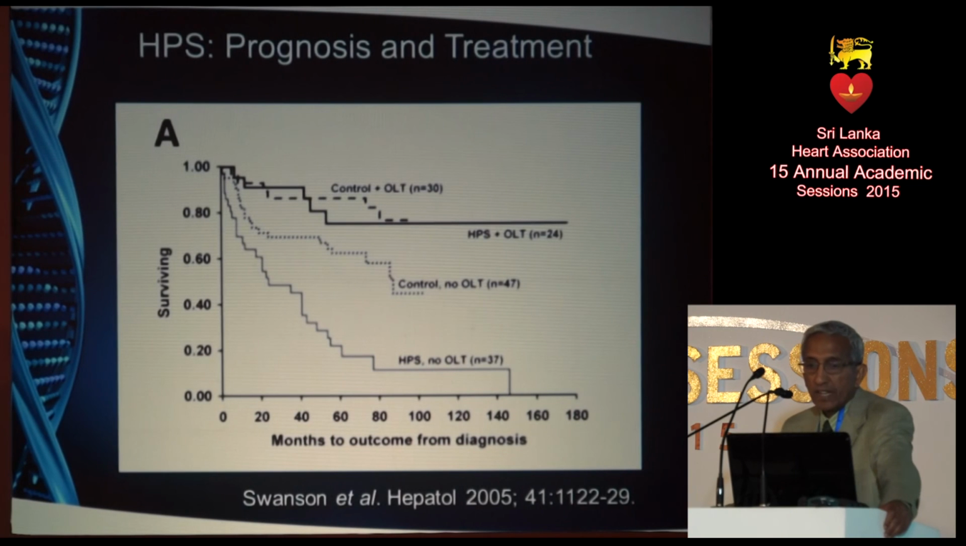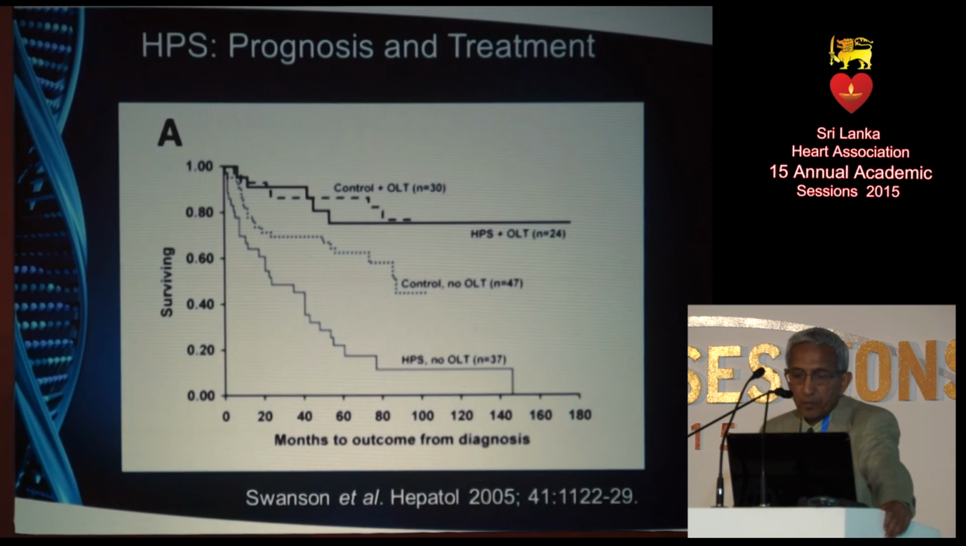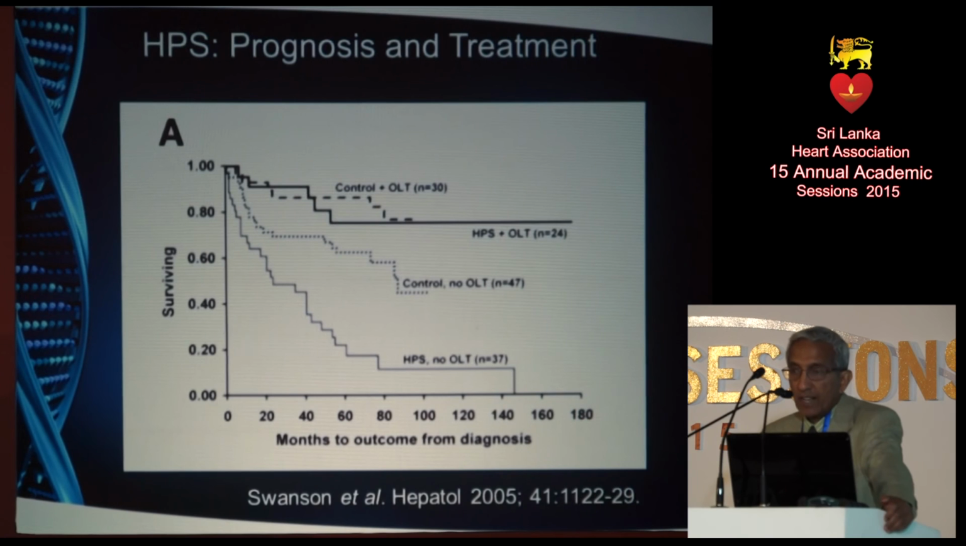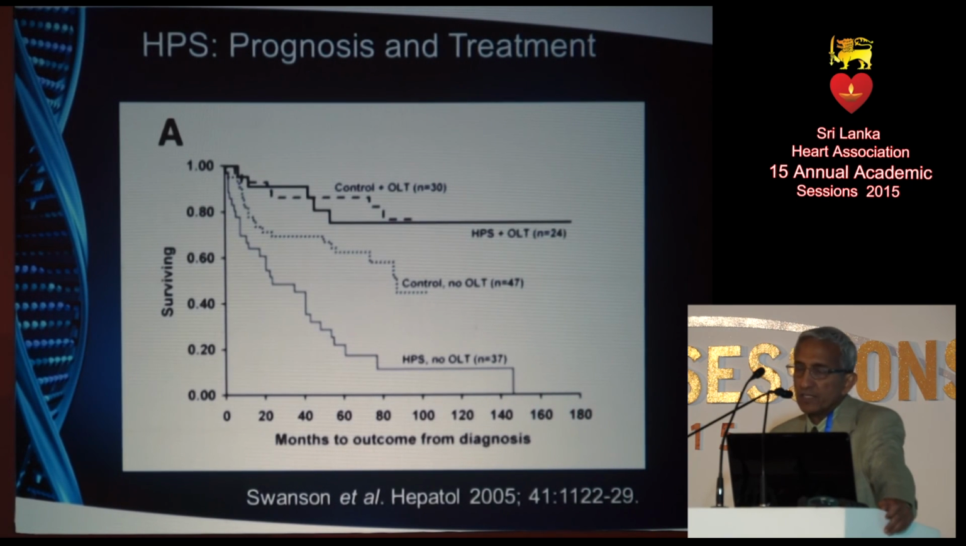That's because if you look at the people with hepatopulmonary syndrome without any transplantation, they have a really dismal prognosis, much worse than people with liver failure without any hepatopulmonary syndrome, which is the next slide. So if you do transplant in hepatopulmonary syndrome, the improvement in prognosis is far greater than if there was no hepatopulmonary syndrome in the setting of liver failure. So transplanting early in this group is the way to go.